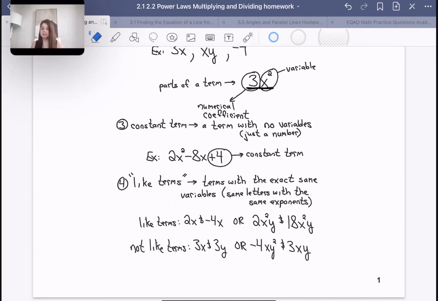Here are some examples of things that aren't like terms. For example, 3x and 3y are not like terms because one is 3 multiplied by x and one is 3 multiplied by y. And assuming x does not equal y, these would not be like terms. Similarly, here we have -4xy squared and 3xy. In the first term, we have xy squared for variables. In the second term, it's just xy. There's no squared on the y, and so those are not the same thing. So that's what we mean when we say like terms.